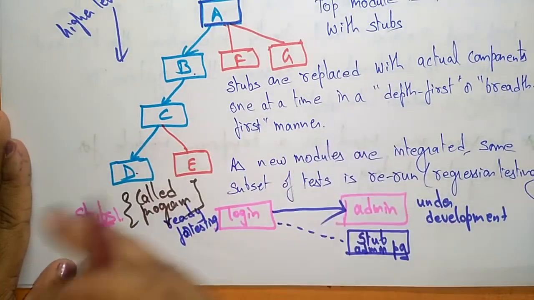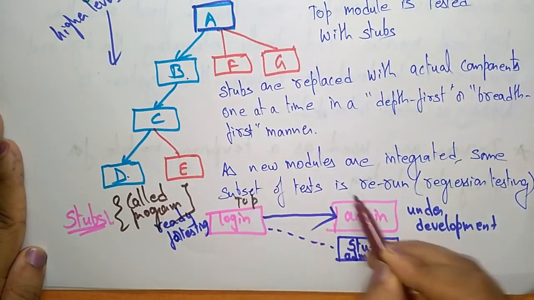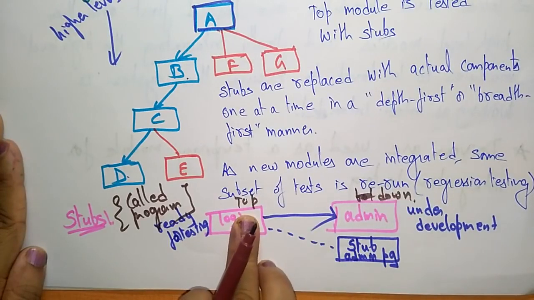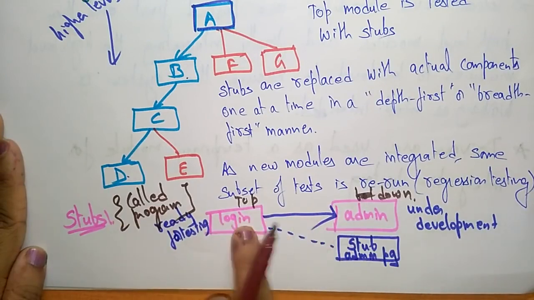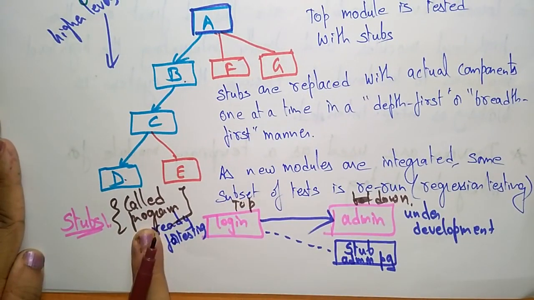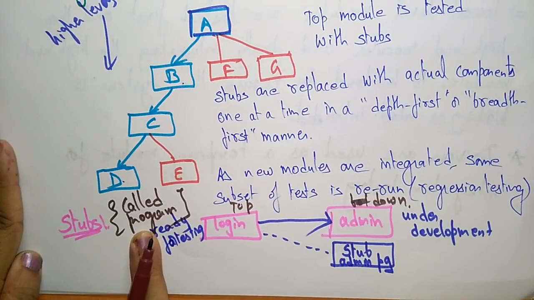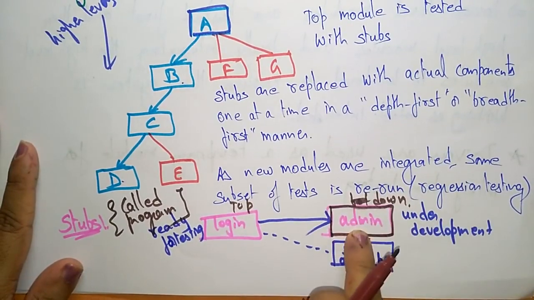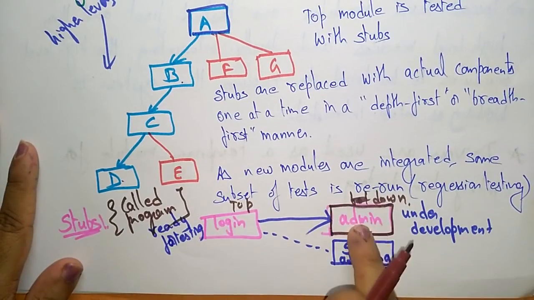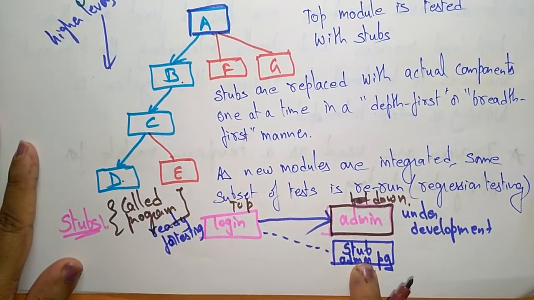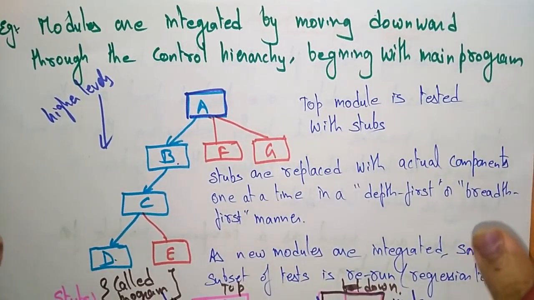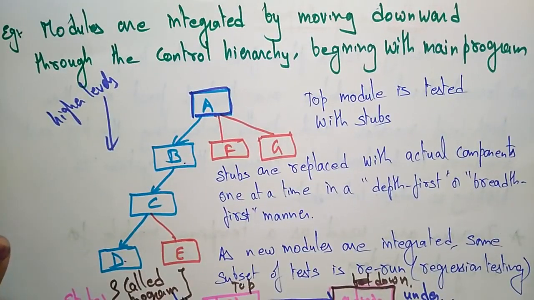So that's why we are using it in the top down approach. So this is the top and this is the bottom, top down. So the top is calling the admin. So that's why a stub is a called program. If a called program is incomplete, suppose this is a called program, admin, then it is replaced with a stub program. This happens only in the top-down approach. So this is about the top-down approach. Thank you.